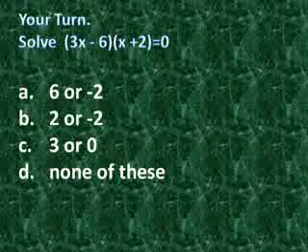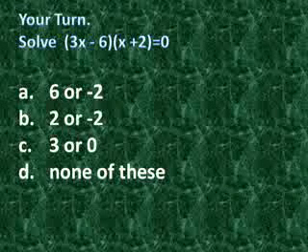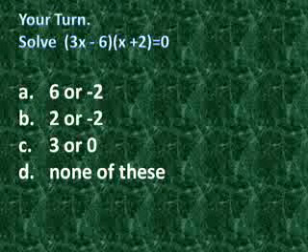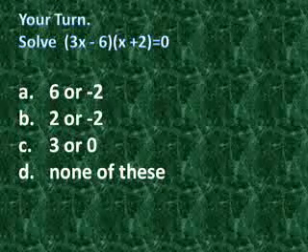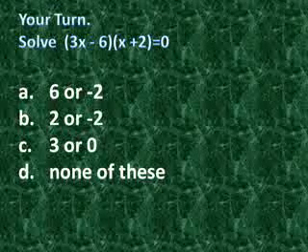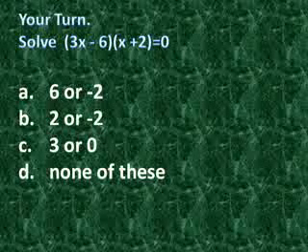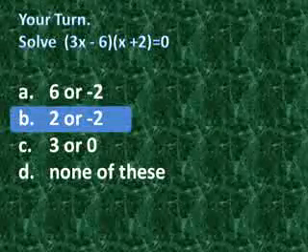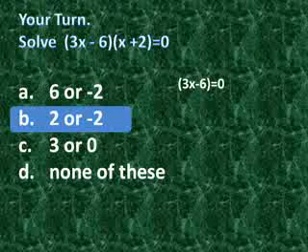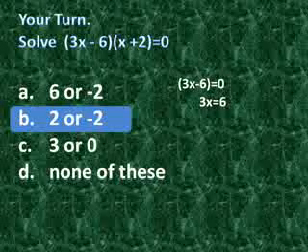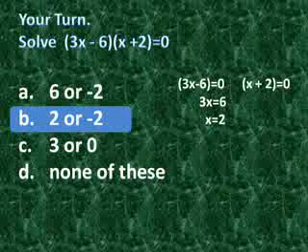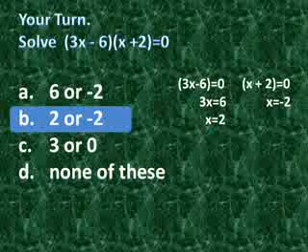Your turn. Solve 3x minus 6 times x plus 2 equals 0. I would like you to pause this video, try to solve the given equation, then resume the video and check your answers. The answer is B. x is 2 or negative 2. 3x minus 6 is 0. Add 6 to each side, then divide by 3. x is 2. x plus 2 is 0. Subtract 2 from each side. x is negative 2.